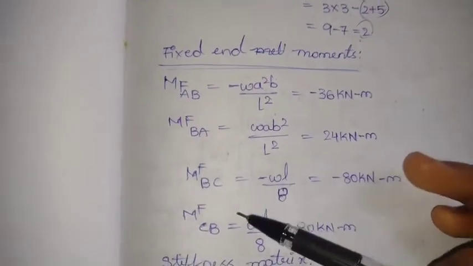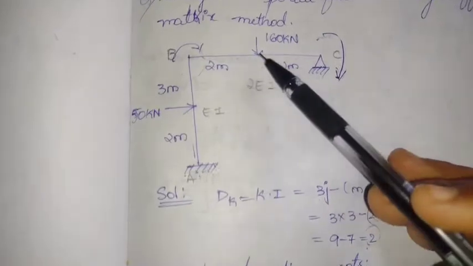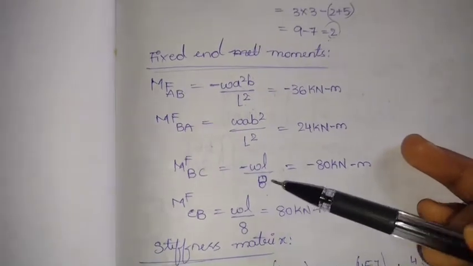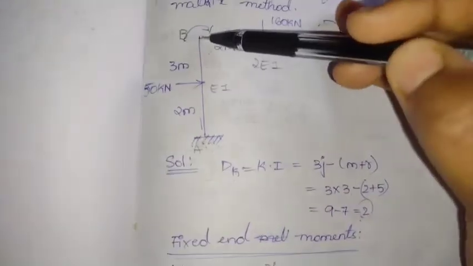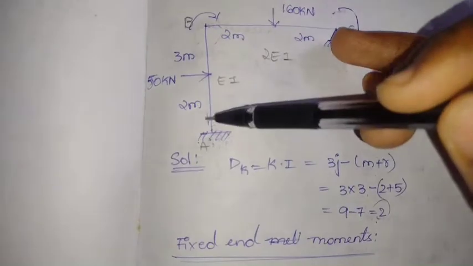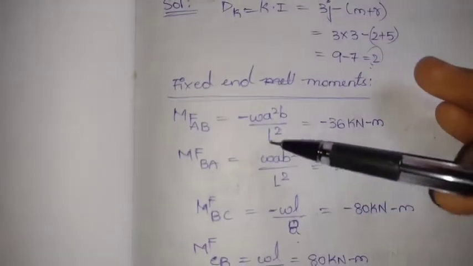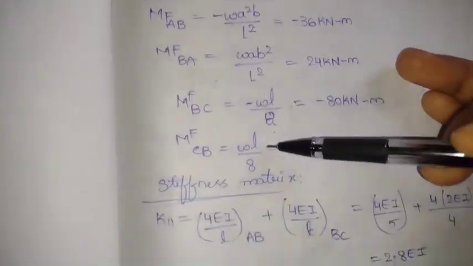Okay. So MFBC, this is having a central point load. So we will not be having A and B, simply it is WL by 8. But remember, whenever you are taking any support, for fixed end calculations, the left one would be negative and the right one would be positive. Okay, minus plus and minus plus.